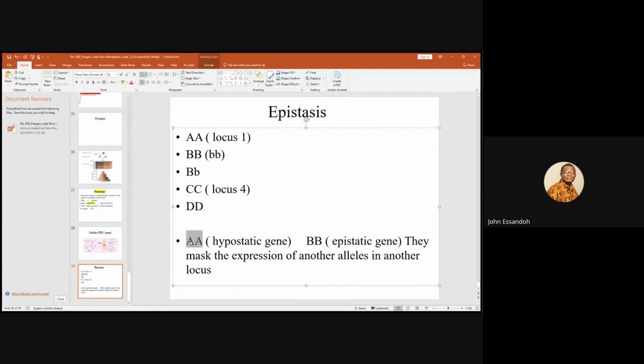So the one that is being suppressed, the one who is being masked, becomes the hypostatic gene. And the one doing the suppression, the boy that Fidelia has fallen for, becomes the epistatic gene. The one being suppressed becomes the hypostatic. So anytime we have this combo, this one will not be expressed because this one is here. When it happens like that, we call the phenomenon epistasis.